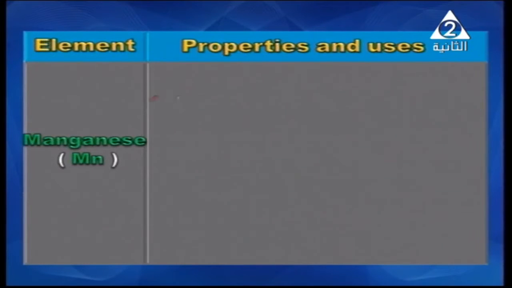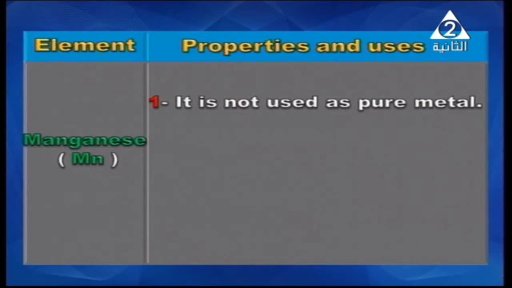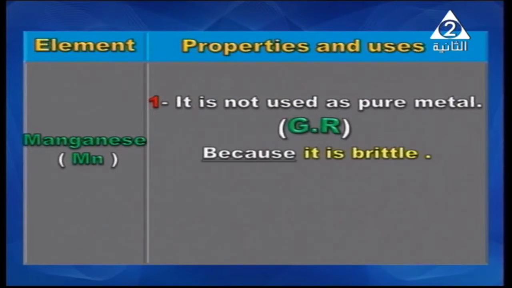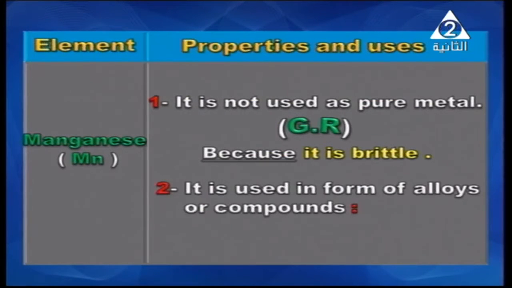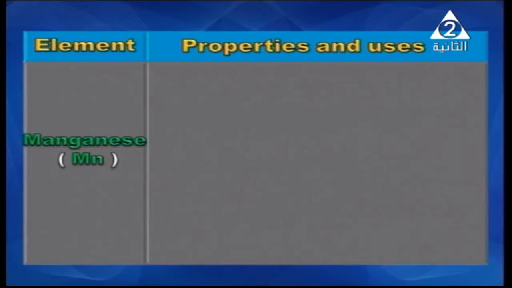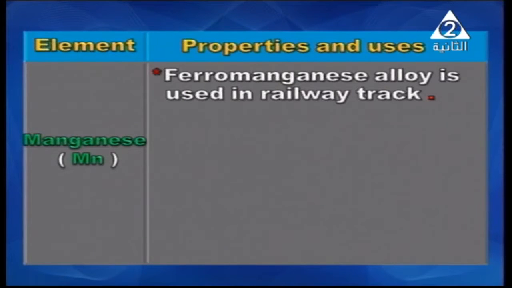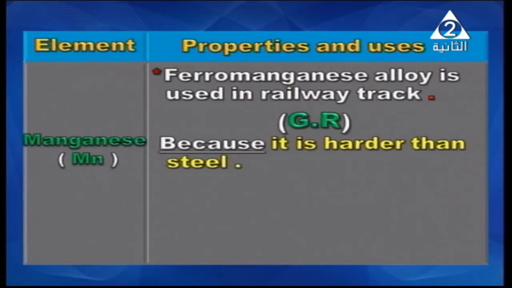The next element we are going to discuss is manganese. It is not used as a pure metal, and we have given the reason for this point. We can say the manganese is not used as a pure metal because it is brittle. And also, my dear student, it is used in the form of alloys or compounds, such as ferromanganese alloy, which is used in railway tracks. And we have given the reason for this point: because it is harder than steel.